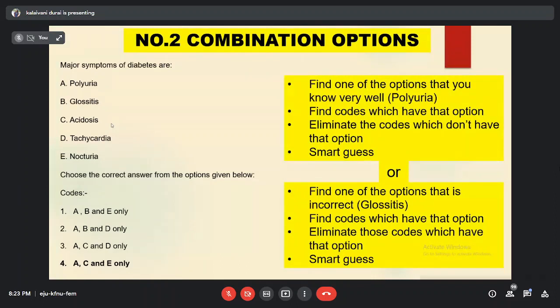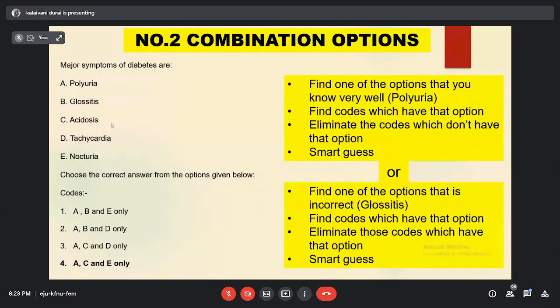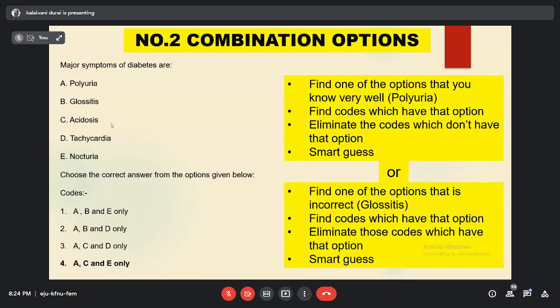So two techniques है इसमें, not each of them will apply. You cannot use both the techniques, but there are a few questions जिसमें आप एक technique use करके दूसरे को cross check कर सकते हो. Okay, so what you will do, first you will find an option that you 100% are sure is correct. You will find the codes which contain that particular option, or you will find the codes which do not contain that option and you will delete it. Okay, when you keep on eliminating and finally use a little bit of your brain, you can get the correct answer. Did you get this combination option question?